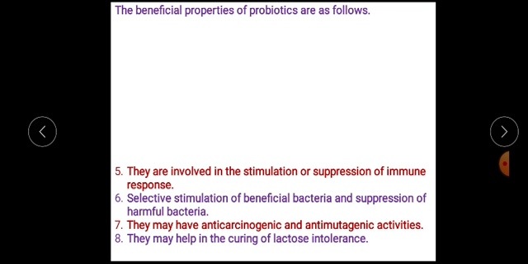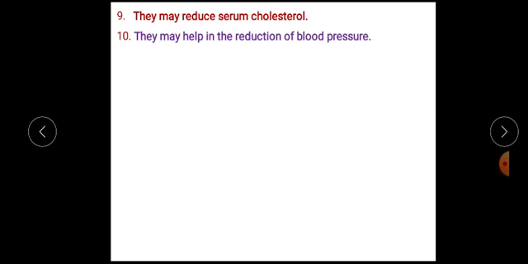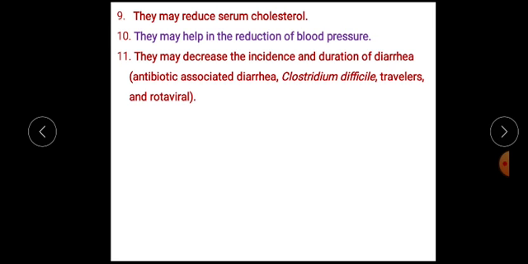Probiotics help in curing of lactose intolerance, as I mentioned to you. Probiotics may reduce serum cholesterol. That means it is experimented in animals and that may happen in humans also. Probiotics may help in reduction of blood pressure. They may decrease the incidence and duration of diarrhea, antibiotic associated diarrhea, Clostridium difficile, traveler's diarrhea, and rotaviral diarrhea.